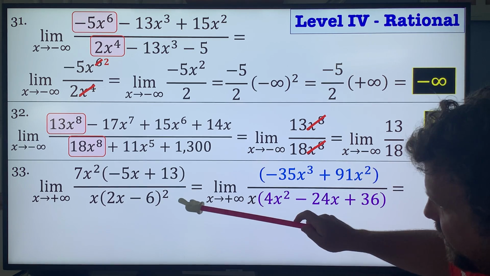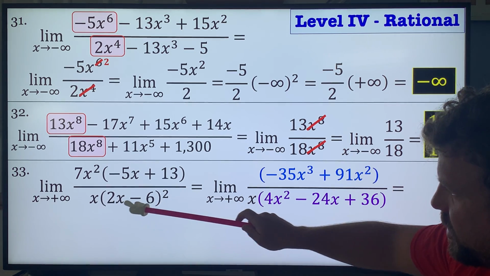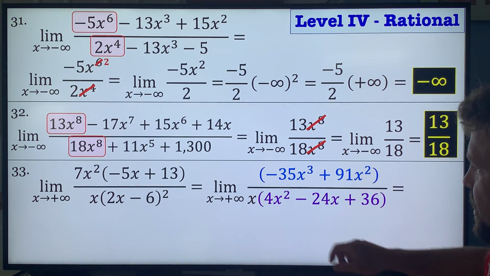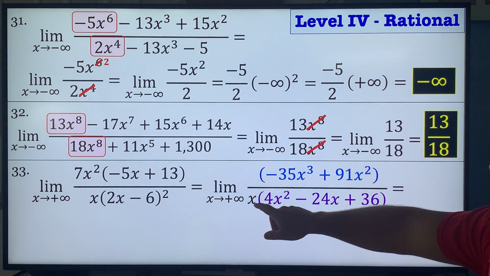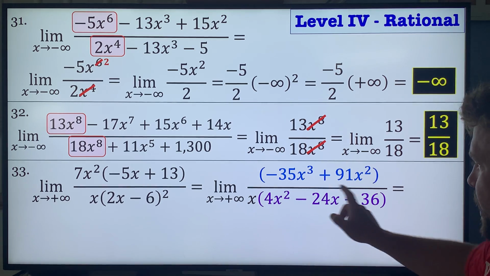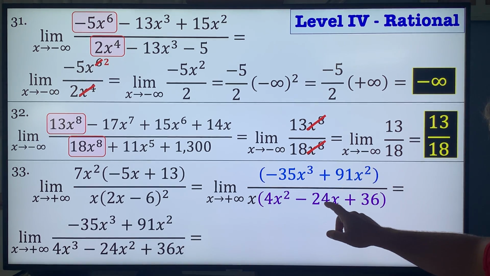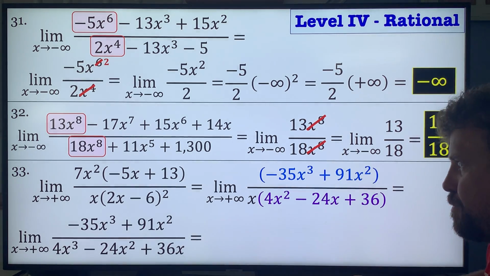I have to expand this. I don't distribute the x in first. 2x minus 6 times 2x minus 6. 4x squared minus 24x plus 36. I have to take this x now, and I have to distribute it into that. 4x to the third, negative 24x squared plus 36.